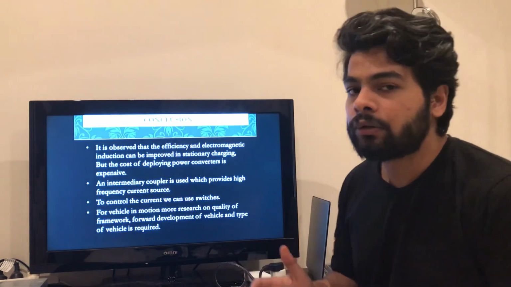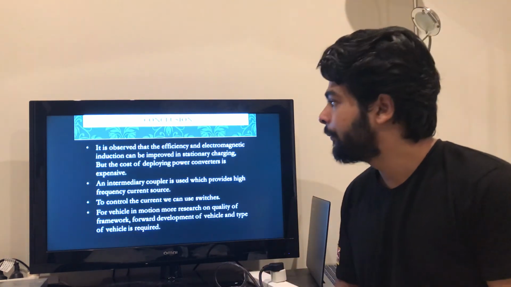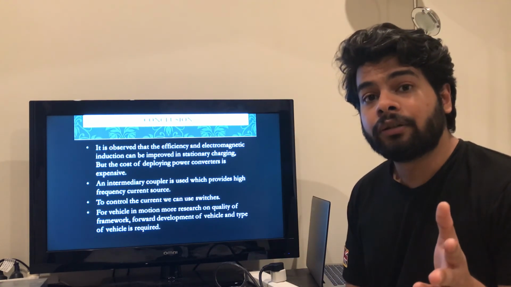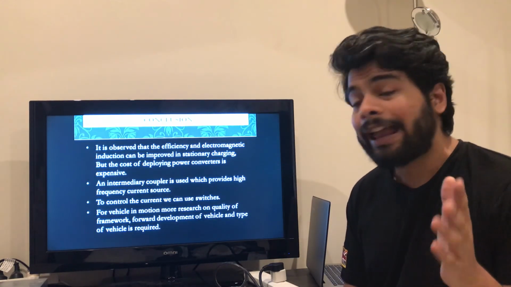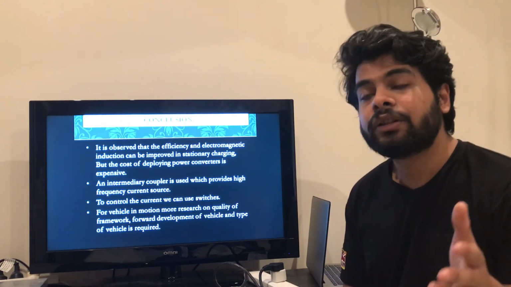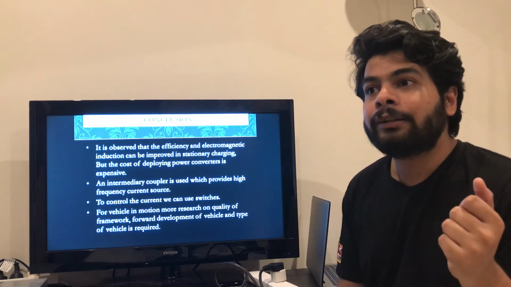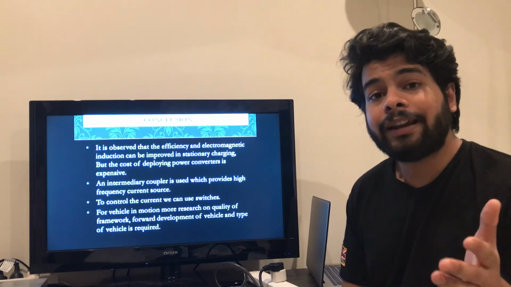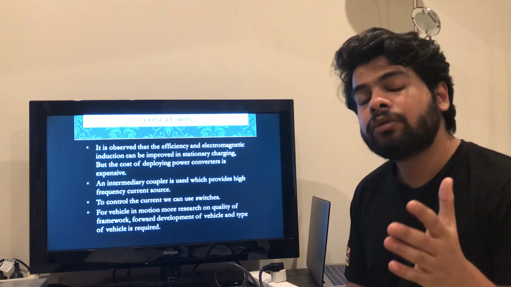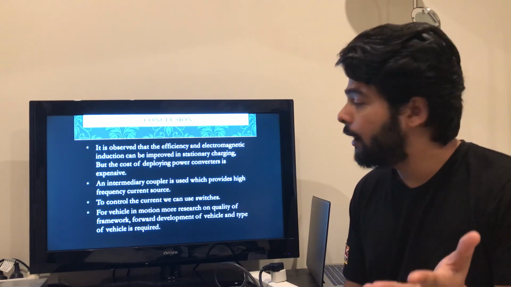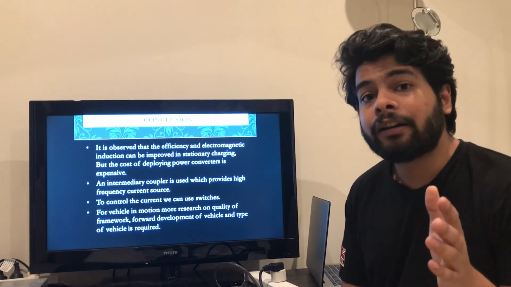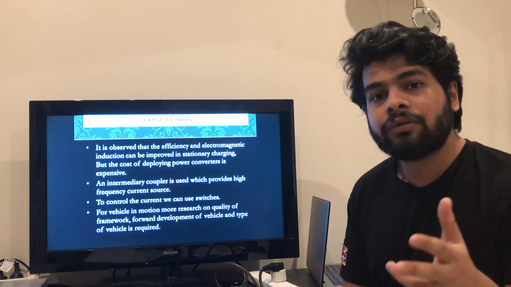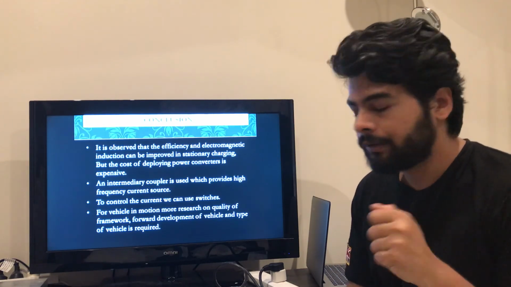Now we will talk about conclusions that we have made till now. It was observed that the efficiency and electromagnetic induction can be improved in stationary charging by using power converters. But to deploy power converters is very expensive. So instead of that, we can use intermediary couplers, which provide a very high resonant current source. And this current source can be controlled by using power switches.